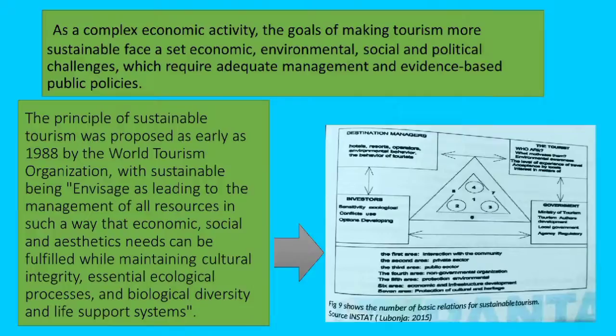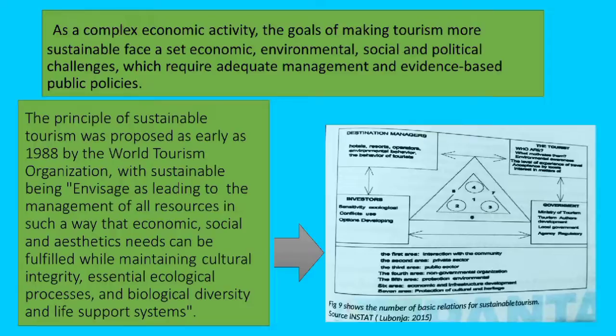As a complex economic activity, the goal of making tourism more sustainable faces a set of economic, environmental, social, and political challenges which require adequate management and evidence-based public policies. The principles of sustainable tourism were proposed as early as 1988 by the World Tourism Organization, with sustainability envisaged as leading to the management of all resources in such a way that economic, social, and aesthetic needs can be fulfilled while maintaining cultural integrity, essential ecological processes, biological diversity, and life support systems.